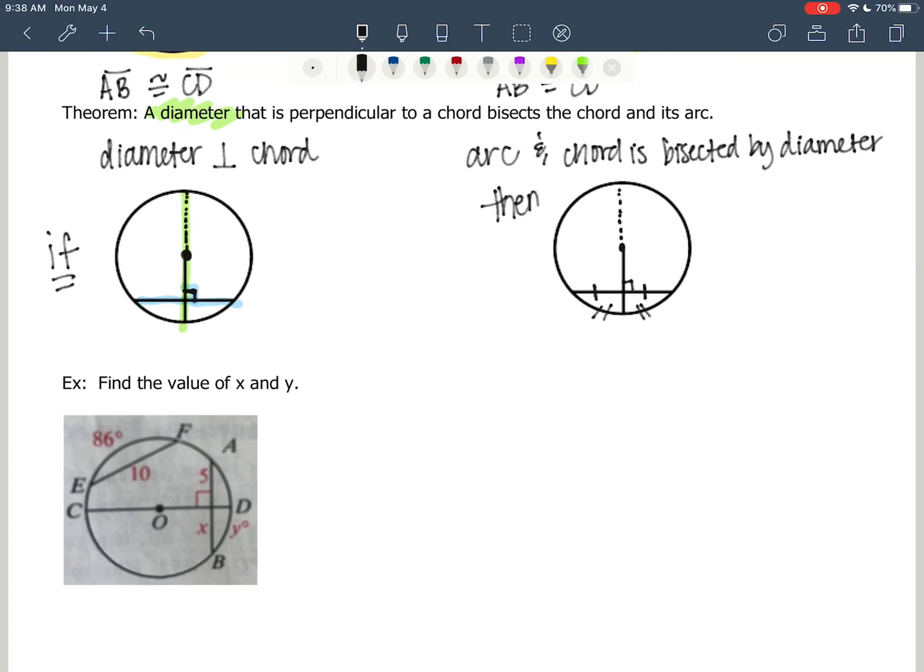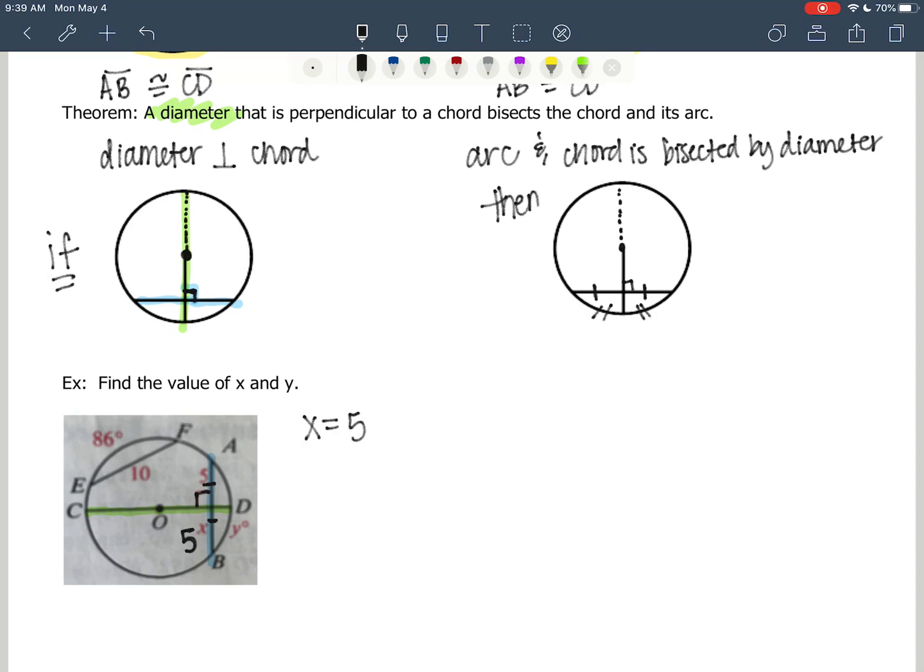Find the value of x and y. Well, I see a diameter and I see a chord and I see that perpendicular mark. So since we have the perpendicular, that means that our chord is going to be cut in half. So that's 5. So x is equal to 5.